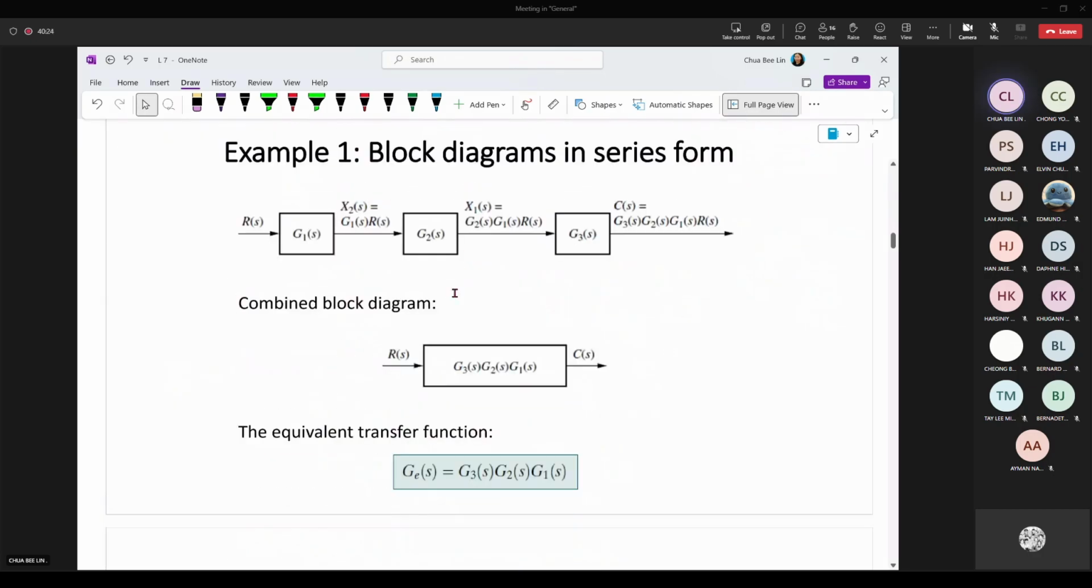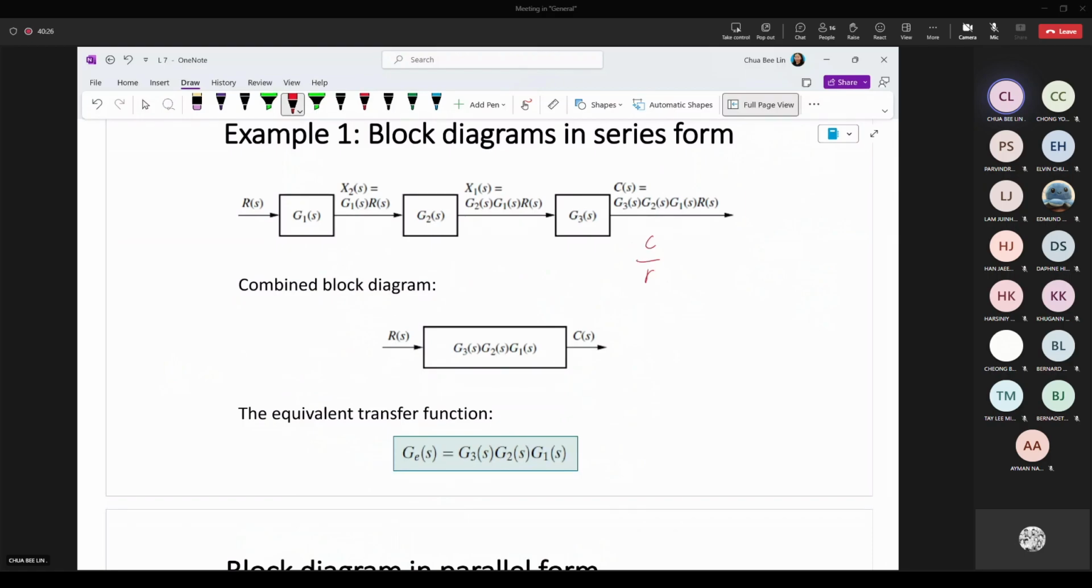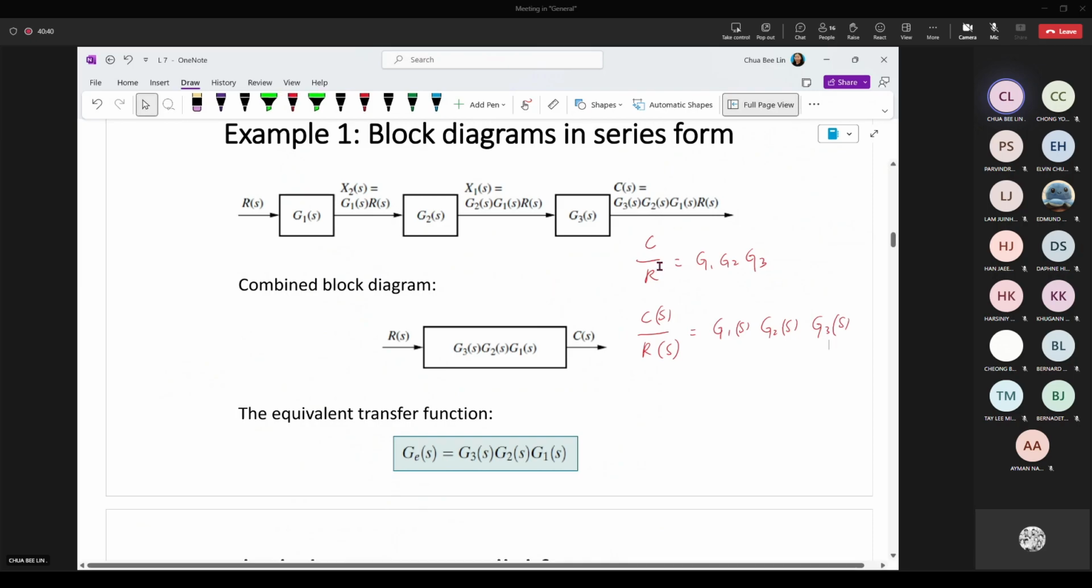So this one is also the same thing. You'll have C over R equivalent to G1, G2, G3. Or for the complete one, you put the bracket S, and the rest also have to include the bracket S. The S in bracket. Okay, so this is series. You just multiply them together. So they are in series.